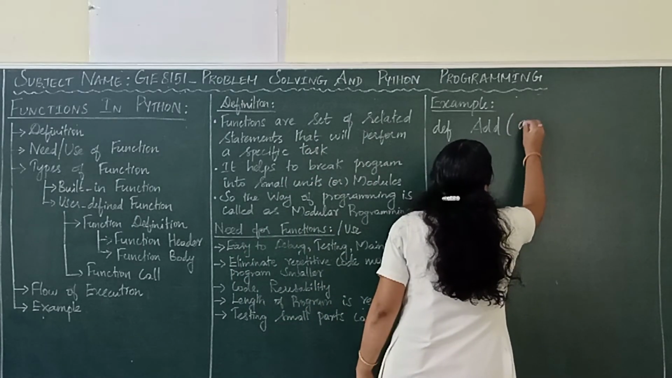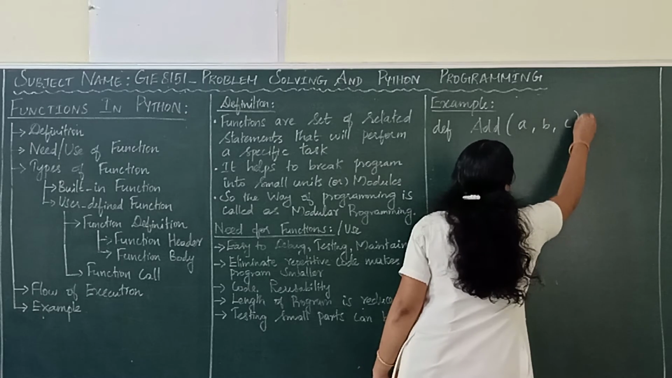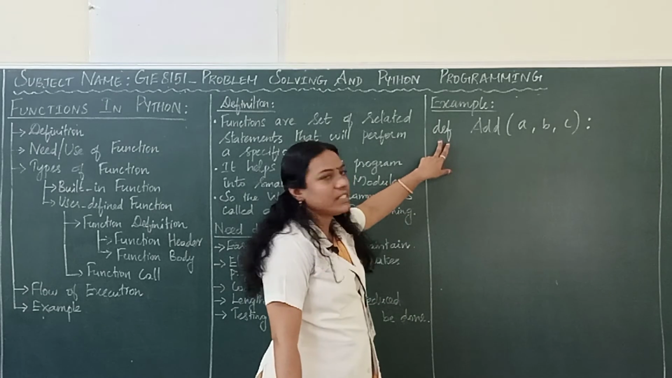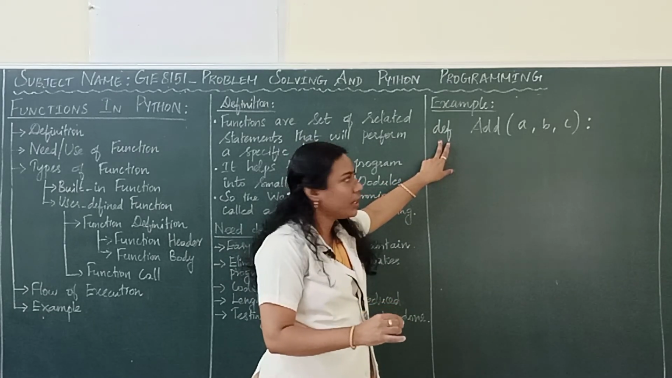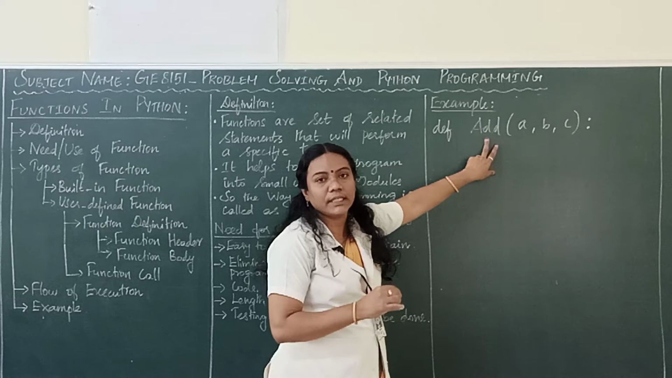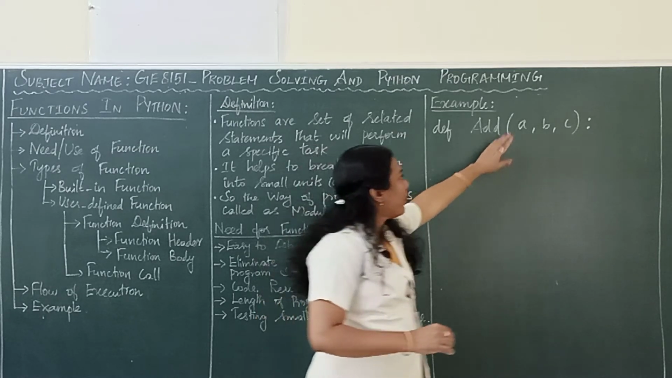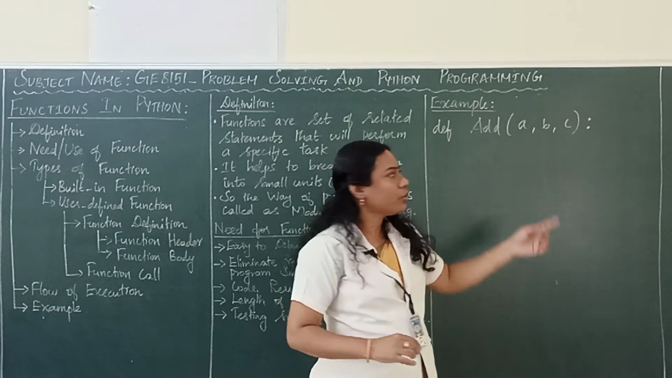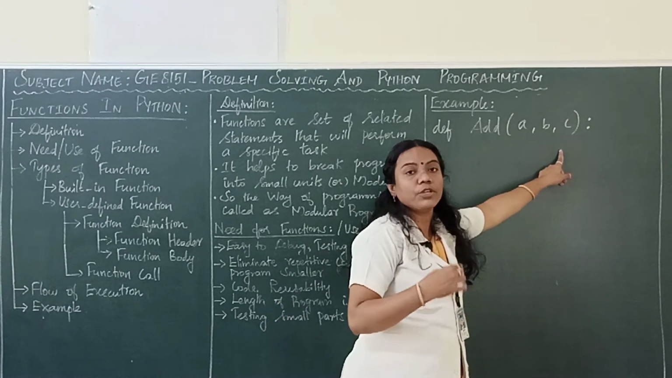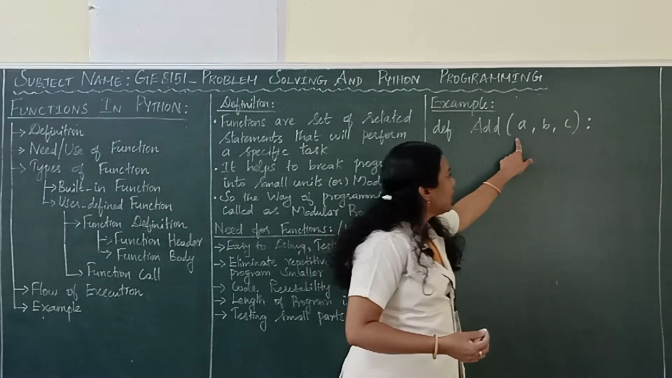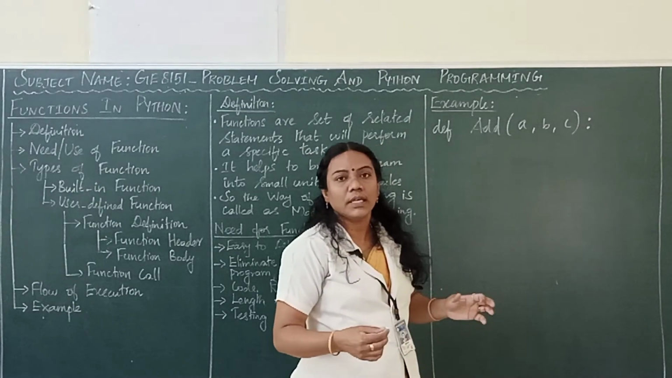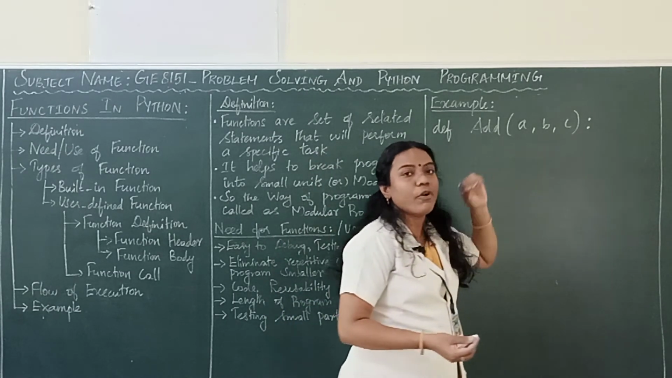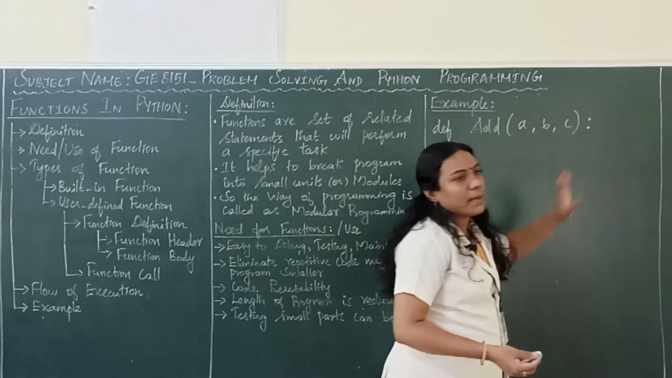I am going to add 3 numbers, so I am passing 3 parameters, and the header ends with a colon. Def is the keyword that represents the definition of a function, followed by the name of the function. Here the name of the function is add. Inside the parenthesis I am using 3 variables, A, B, C. These are the 3 inputs that I am going to provide for this function. A, B and C are commonly called formal parameters. And finally I place the colon.